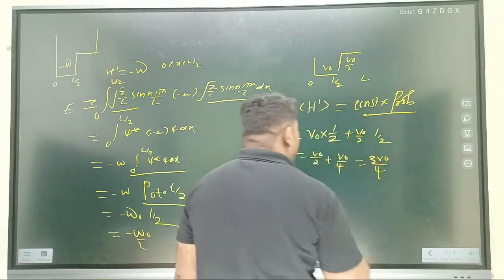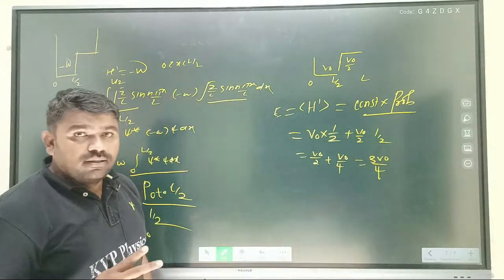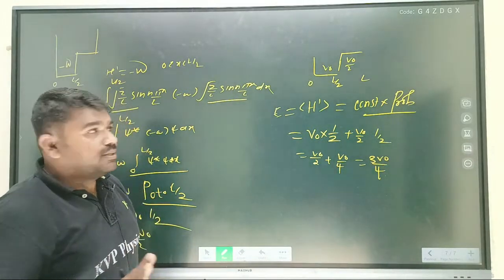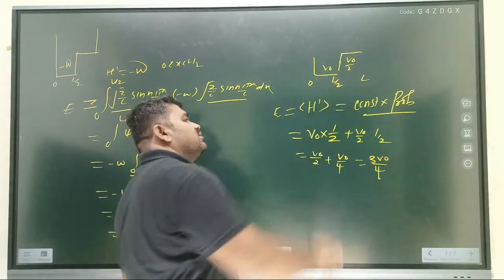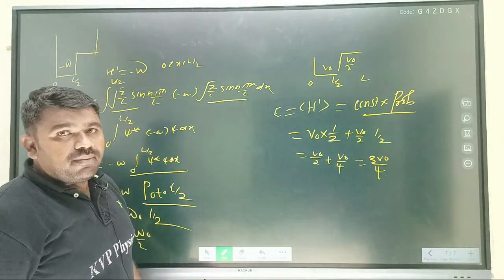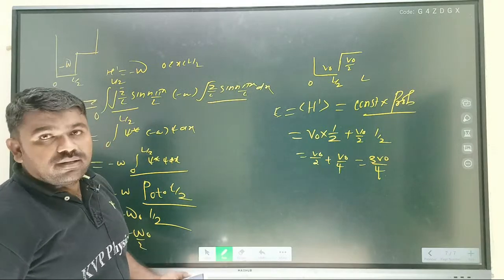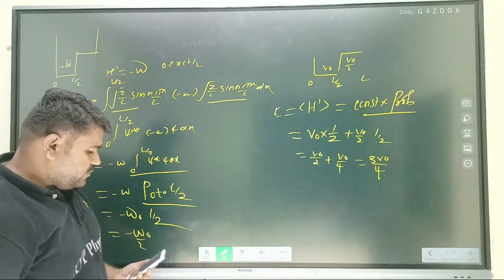Just focus on probability. When the constant part is there, we should know that we can find out the probability of this part. Understood? Just look at the probability of that region. Just multiply this constant part into probability and we get the final answer. No need to find out the integration values. Clear?